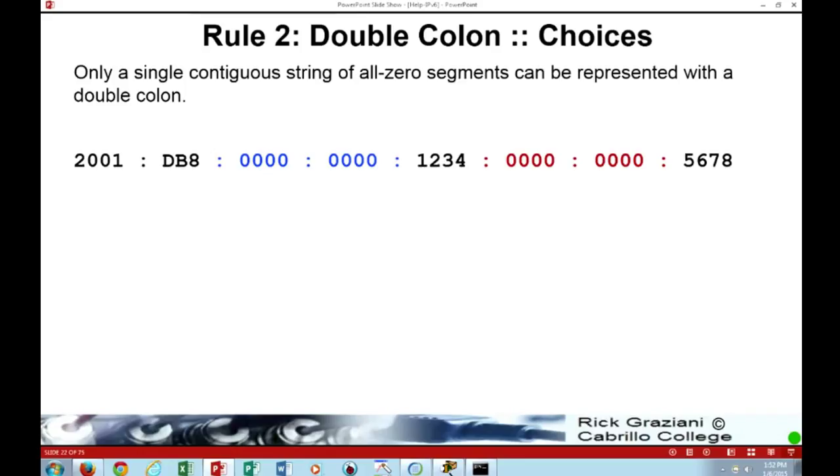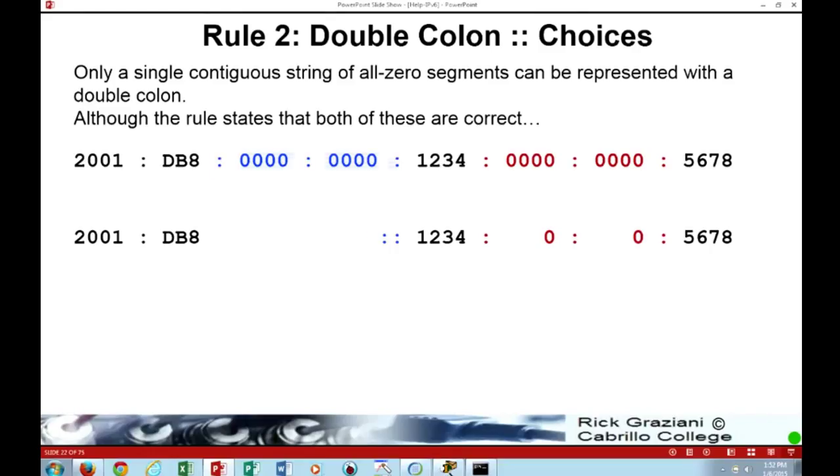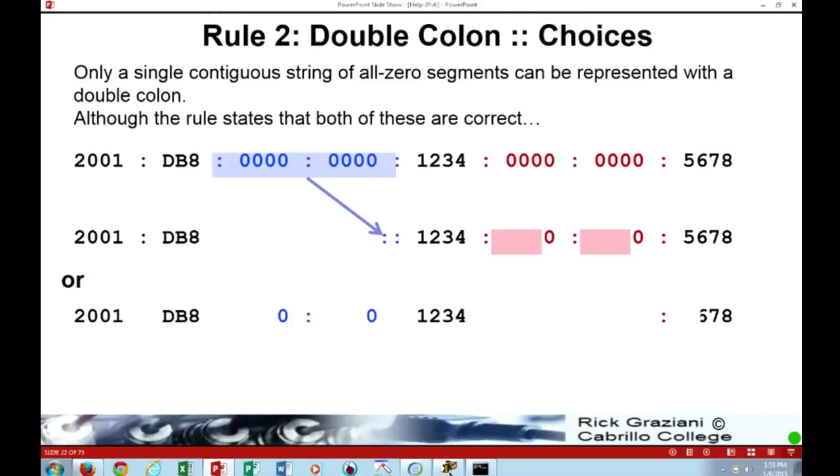Okay, but first, before we get there, the double colon: you can only use it once. If I have this address here, I have a couple of options. I can use the double colon here to represent this string, and over here I can just omit the leading zero. Does that make sense? That's fine. The other option I have is to use the double colon here to represent this group of two all zero hextets, and then use the first rule here to omit the leading zero. Is that okay? Now, which one should you use?